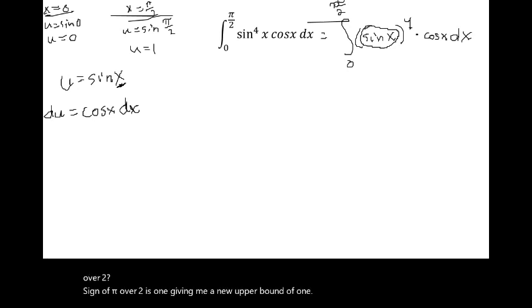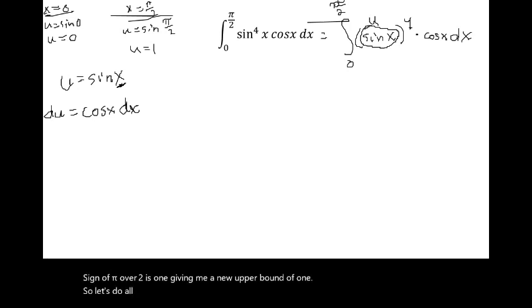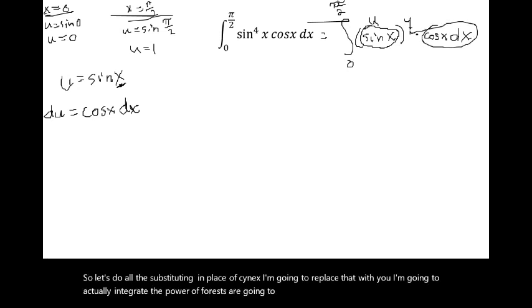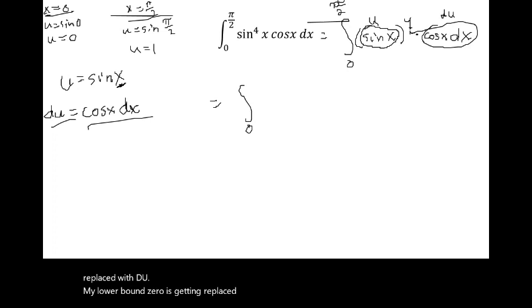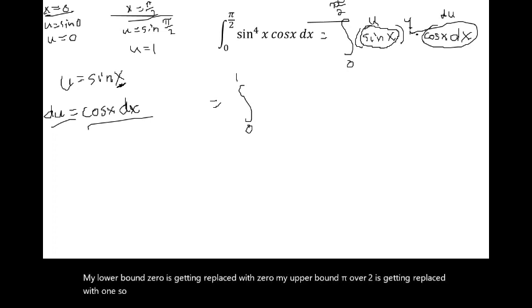So let's do all the substituting. In place of sine x, I'm going to replace that with u. I'm going to actually integrate the power of 4, so you're going to leave that alone. Cosine of x dx is getting replaced with du. My lower bound 0 is getting replaced with 0. My upper bound pi over 2 is getting replaced with 1. So I have the integral from 0 to 1 of u to the power of 4 du.